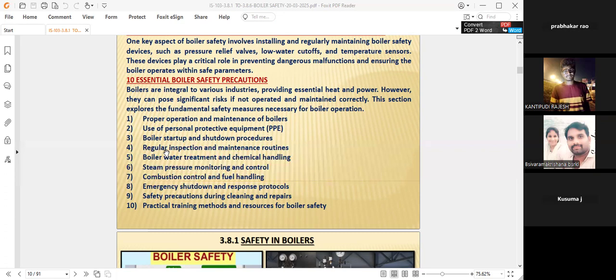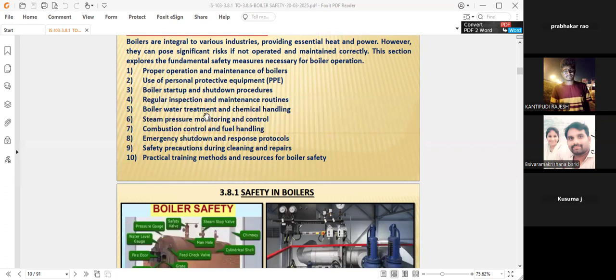Regular inspection and maintenance routines are important. Boiler water treatment and chemical handling are important. Chemical handling means in the DM plant only, the demineralized plant, that means the boiler water treatment plant only.